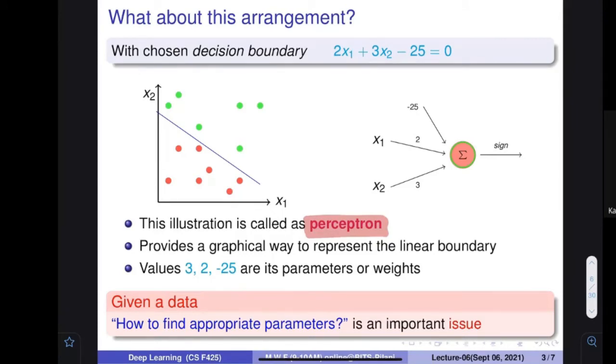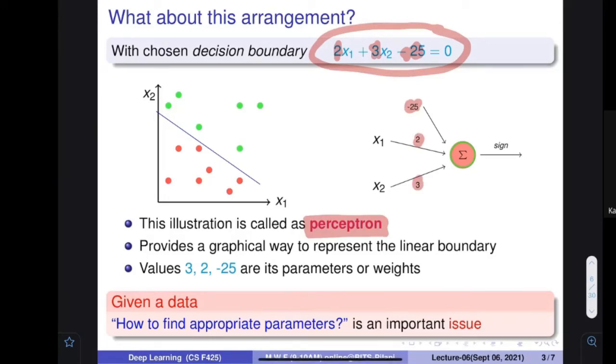The answer is, it is a representation of a linear decision boundary, because this was a linear decision boundary. So what is the perceptron? It is a representation of the linear decision boundary. It represents a linear equation. What are the parameters of this equation? 2, 3 and minus 25 are placed over the arrows.